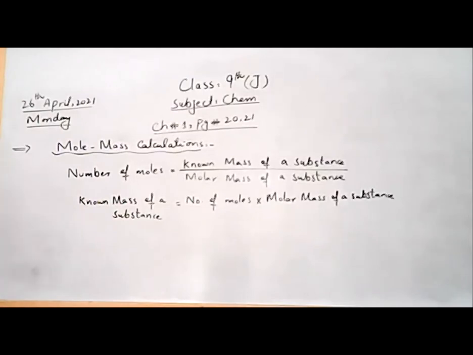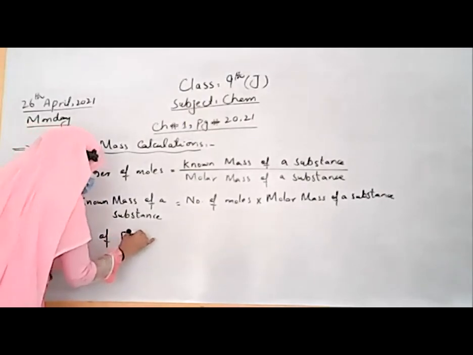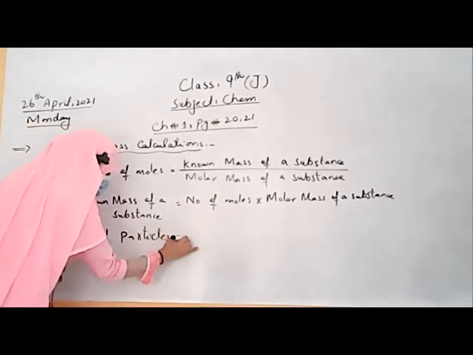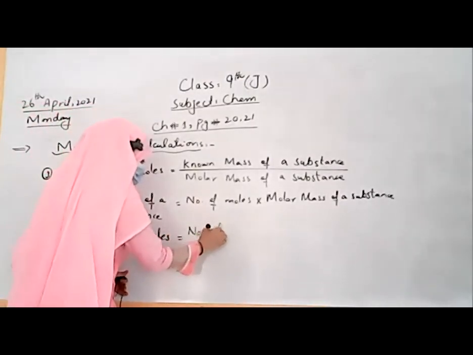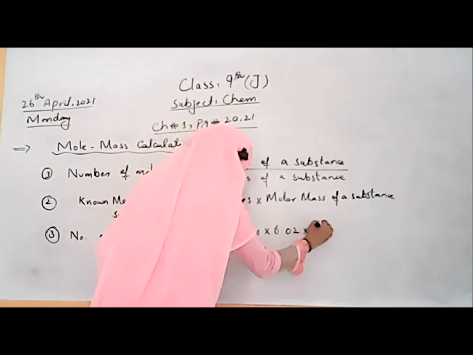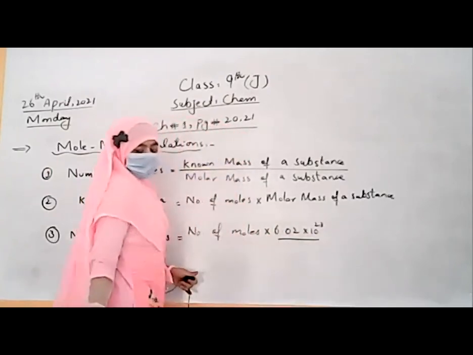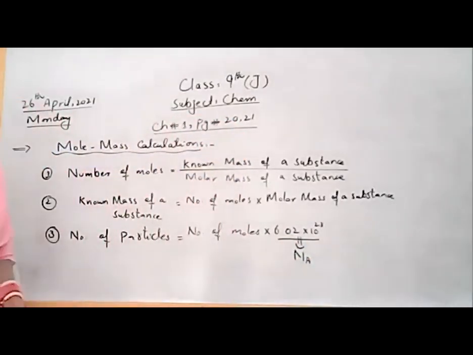Okay, students. Now the third is the number of particles. The first one is that, second, and the third is number of particles. Number of particles is equal to number of moles multiplied by 6.02 times 10 to the power 23, that is Avogadro's number. It is represented by capital N with a subscript capital A.